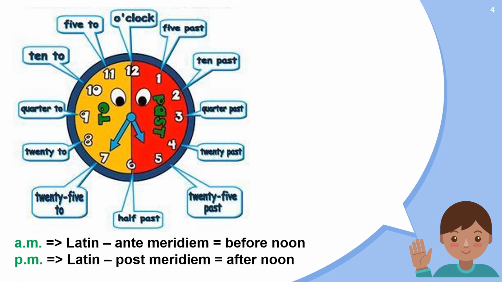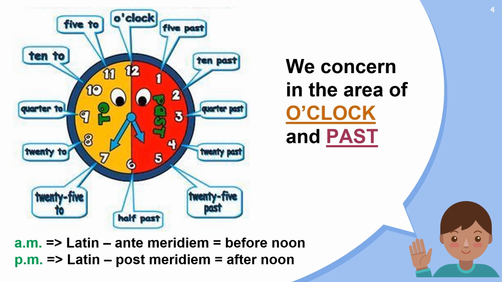Now, the added information: AM and PM, students. Do you still remember this? AM, or ante meridiem, is the time before noon. And PM, post meridiem, is the time after noon. But this time, we only concern the area of o'clock and past. Okay, so we focus only on this o'clock and past area first.